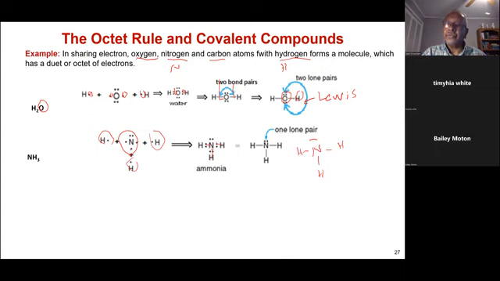The lone pair is also shown by a line here. So that's how you get the Lewis structure. There are 8 electrons around nitrogen, 2 from each bond: 2, 2, plus 2 from the lone pair is 8. That's an octet.